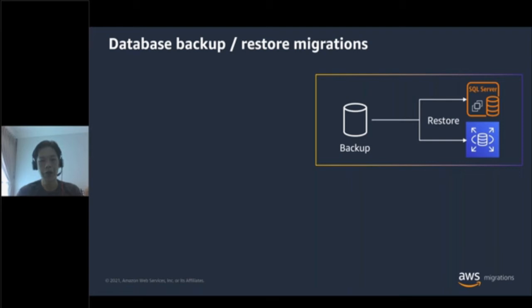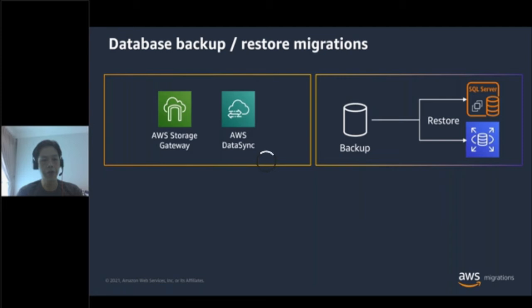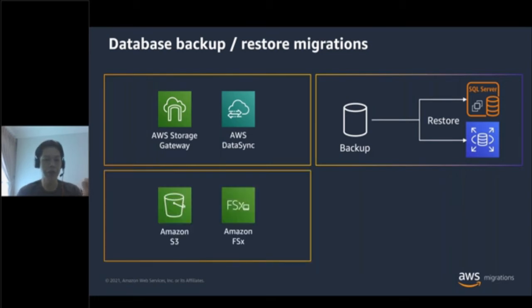So let's start with the database backup and restore migration. Should you be able to afford a longer downtime, you can always take a backup, transfer it into AWS and do a restore, either to RDS or to SQL Server on EC2. You can also leverage some of our services that use an agent to sync the data. Primarily, we are talking about Storage Gateway and also DataSync here. You'll be able to use these tools to sync your backup into AWS, potentially into a bucket in S3.